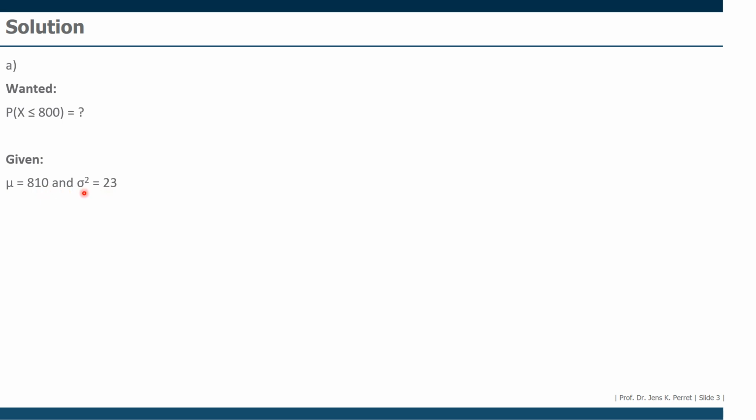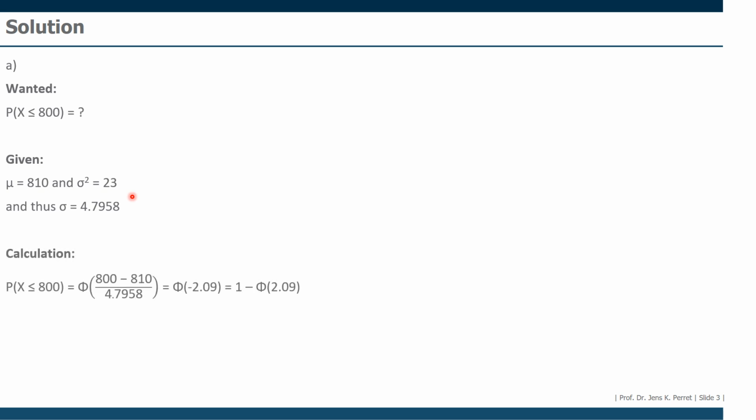So if we want to get the standard deviation, which we need in the next step, we're going to take the square root of 23. That's this. Then we actually have everything we need, because then we can simply, first off, normalize the 800 by subtracting the mean and dividing by the standard deviation, giving us a value of minus 2.09.